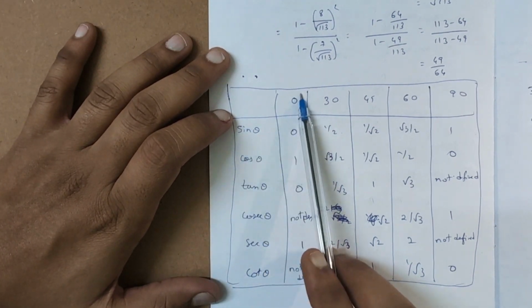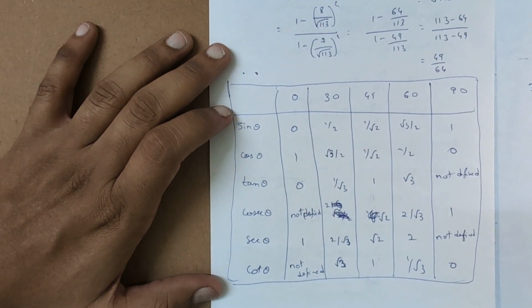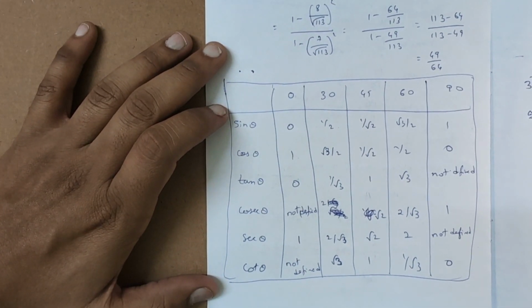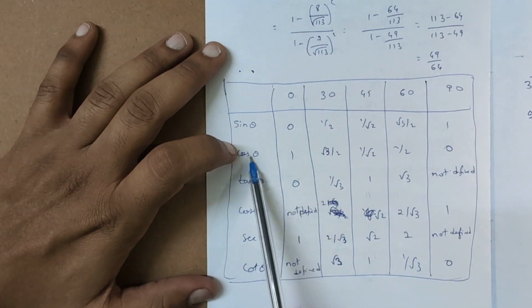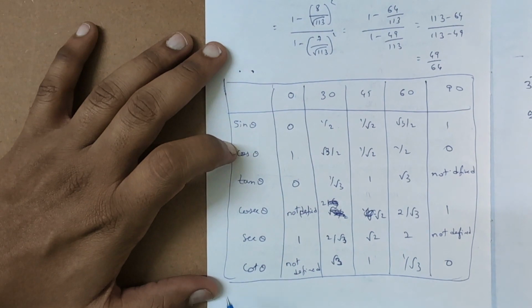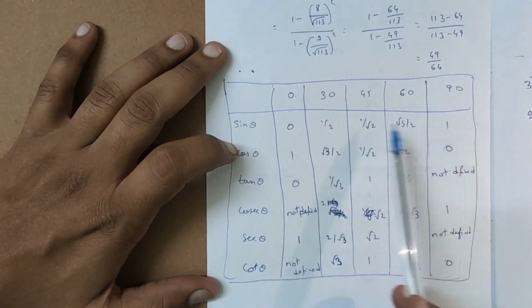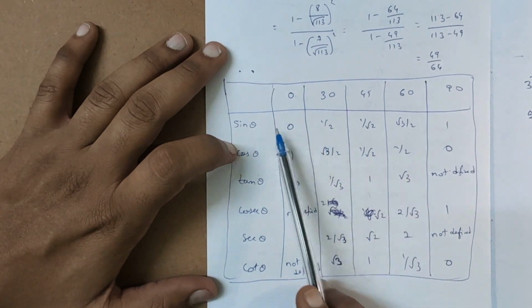Okay, so sin 0 is 0, sin 30 is 1 by 2, sin 45 is 1 by root 2, sin 60 is root 3 by 2, whereas sin 90 is 1. Cos theta, if you don't remember also it's okay, but if you remember sin theta, as I mentioned, you can derive each and every angle. So cos theta will be simply the reverse values, that is 1, root 3 by 2, 1 by root 2, 1 by 2 and 0.